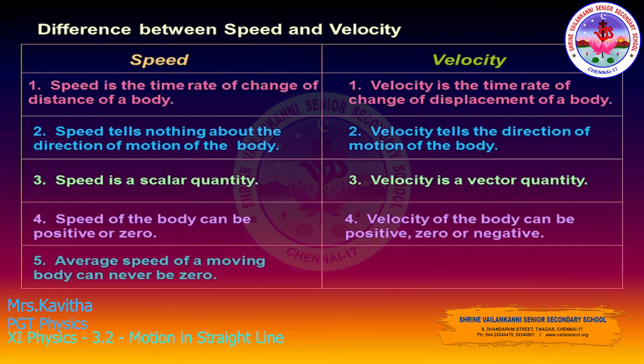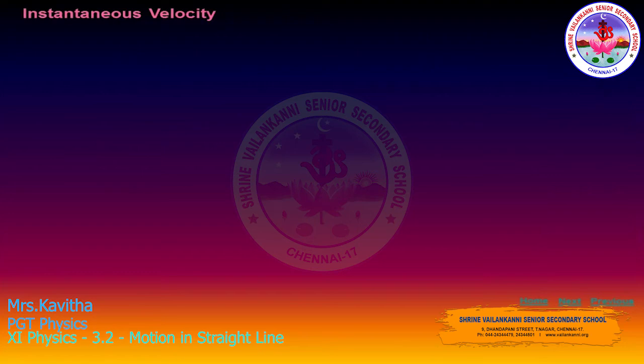Speed is a scalar quantity, as we know, and velocity is a vector quantity. Speed of the body can be positive or 0. Velocity can be positive, negative or 0. Average speed of a moving body can never be 0. Average velocity of a moving body can be 0. Now, what is instantaneous velocity?